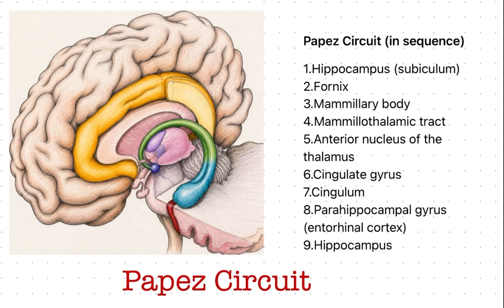The tracts are small but clinically very important. Damage can cause significant memory impairment. The anterior thalamic nuclei then project to the cingulate gyrus. Okay. The cingulate gyrus lies above the corpus callosum. This is the corpus callosum, and the cingulate gyrus is just above it.